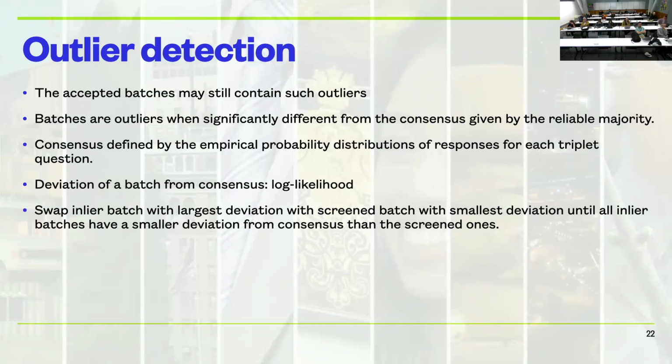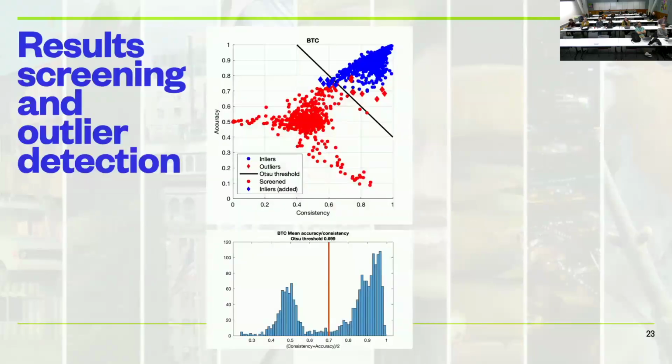And so what we do here is we swap an inlier batch with the largest deviation with a screened batch with the smallest deviation, until all inlier batches have a smaller deviation from the consensus than the screened ones. So effectively, we're swapping some of the screened batches into the good part, and some of the worst members of the good part into the rejected part.